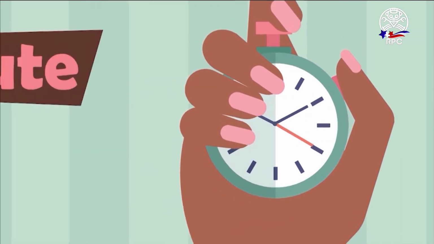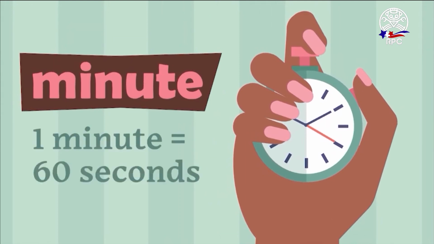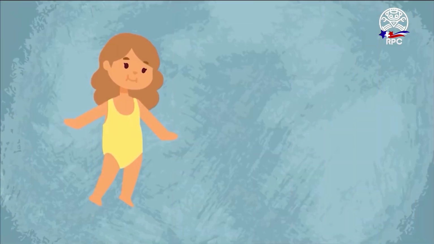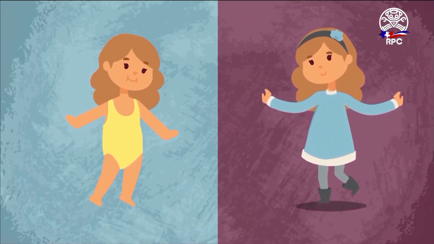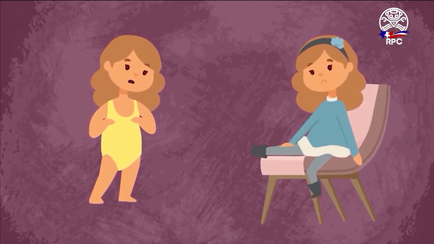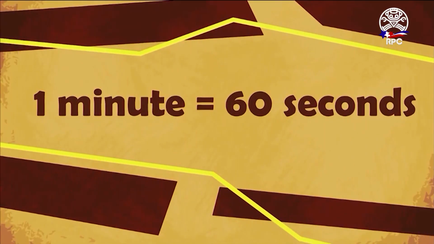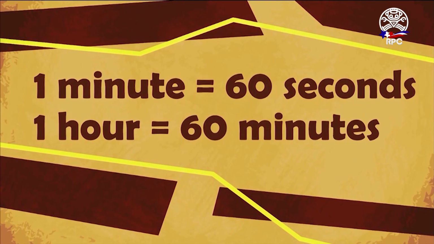The minute is the next largest unit of time. 1 minute is equal to 60 seconds. Although a minute is longer than a second, it is still a short period of time. You might be able to hold your breath for 1 minute or hop on one foot for a minute. However, you would not be able to do these things for 1 hour. Just as there are 60 seconds in 1 minute, there are 60 minutes in 1 hour.